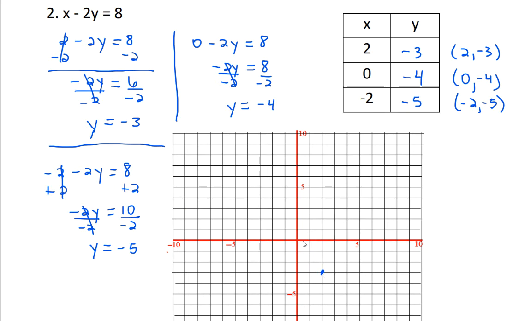0, -4. If my first value is 0, that means I don't go left or right, but I go down 1, 2, 3, 4 spaces. And -2, -5, starting at the origin, -2 means I go to the left 2, and then -5 means I go down 5. And then I just connect these points to create my line and draw arrows at the ends.